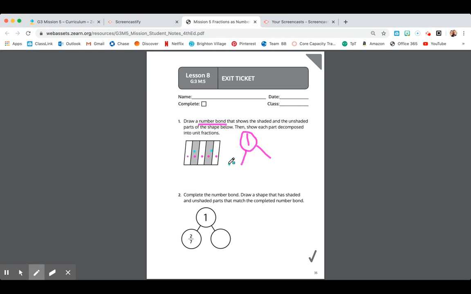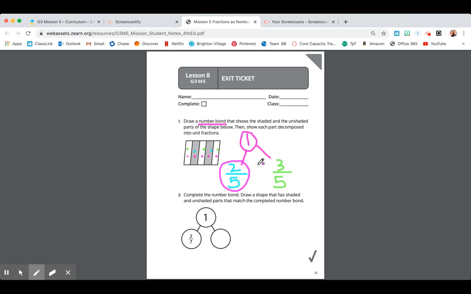2 are shaded. So 2/5 are shaded. 1, 2, 3. 3/5 are unshaded. 2 plus 3 is 5. 5/5 would give me 1 whole. That's how I can check my work.